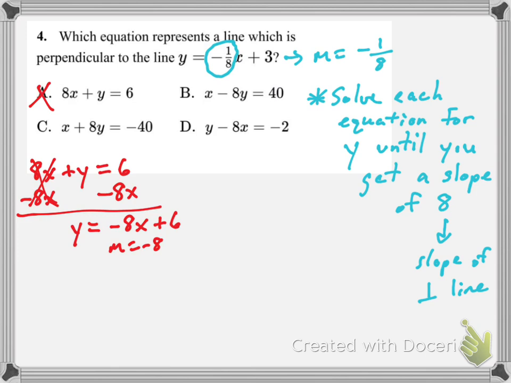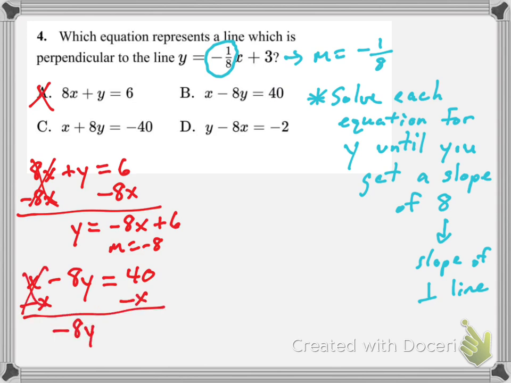Now let's look at B. X minus 8y equals 40. So we minus x to both sides. Negative 8y equals negative x plus 40. Divide by negative 8. Well, that's not going to give us 8. Those cancel, but my slope is 1/8, not 8. So B's out.